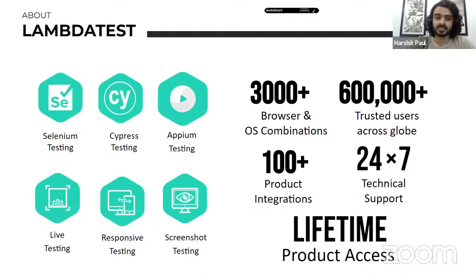What we have at LambdaTest as of now is an automation testing grid for Selenium. Similarly for Cypress, we also have Appium testing. We have live interactive testing, which is basically where you insert your website's URL and you can manually test how the web application is rendering and how it's performing on different browsers and operating systems.